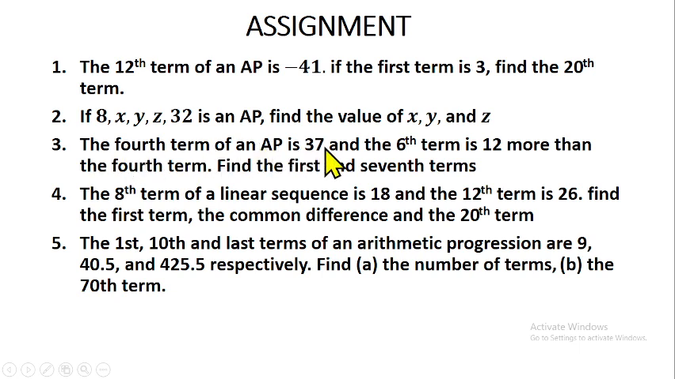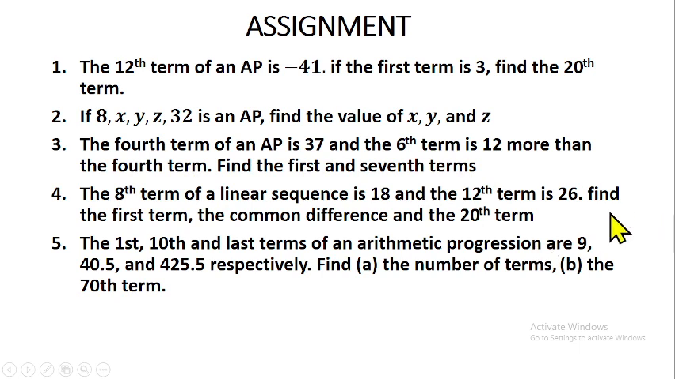The fourth term of an AP is this, and the sixth term is this. Then the sixth term is 12 more than the fourth term. Interesting. That's the word problem. The fourth term is this, and the sixth term is 12 more than this. So that means if you remove the fourth term from the sixth term, the answer should be what? 12.